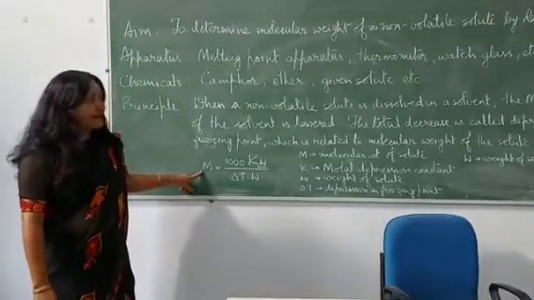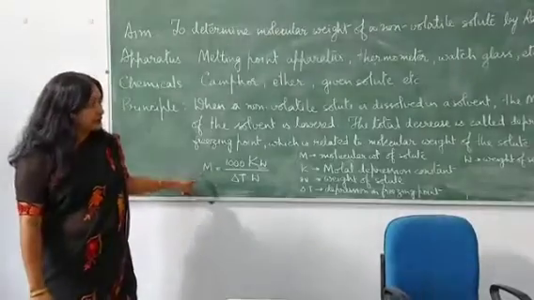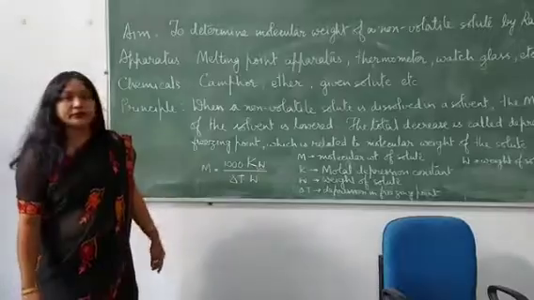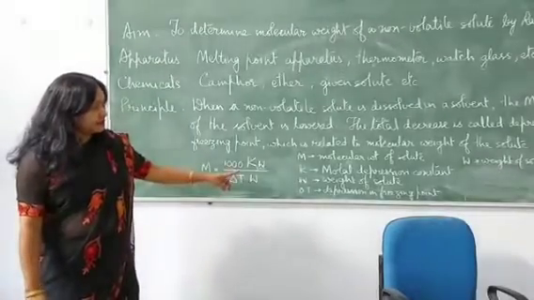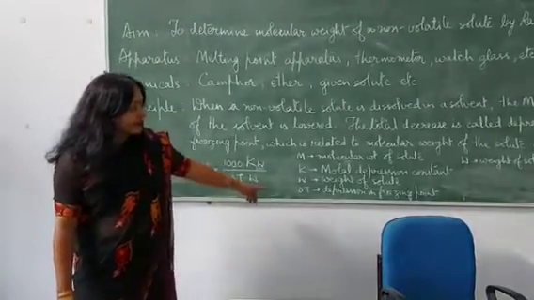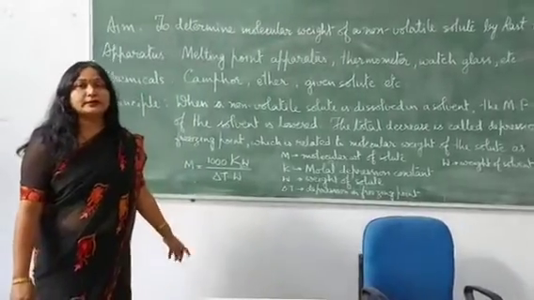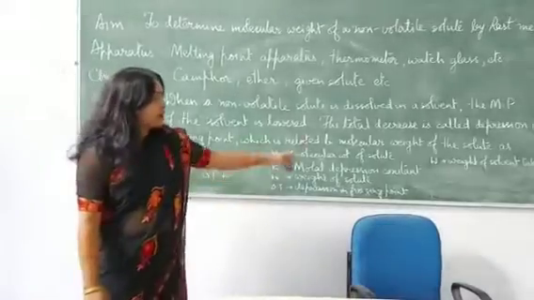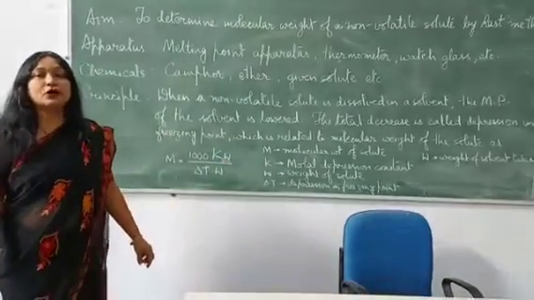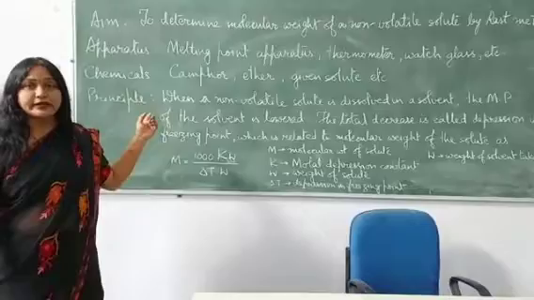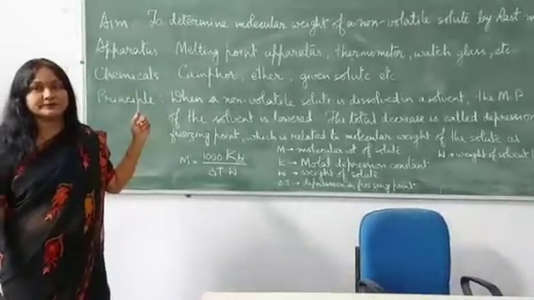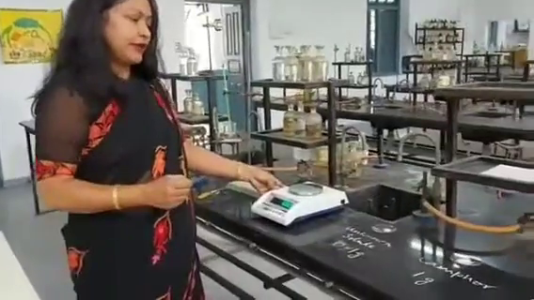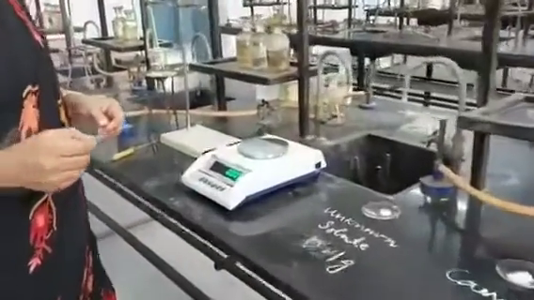This capital M is the molecular weight of the solute, K is the molar depression constant, W is the weight of the solute taken. Here we have taken 0.1 gram. Delta T is the depression in freezing point that we are going to determine. It is either the freezing point or the melting point. And the capital W is the weight of the solvent taken, which is the camphor here, and we have taken 1 gram of camphor. For weighing purposes, we are using this electronic balance for weighing the unknown solute and the solvent.